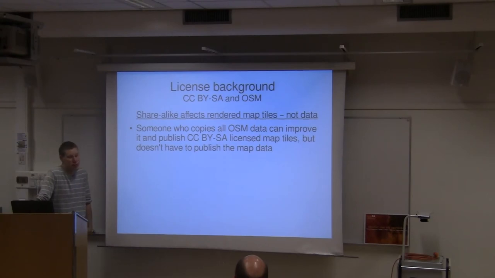The share alike affected the map tiles. So if, for example, someone, for example Google, it's an example on the website, if they would copy all the OpenStreetMap data to their map creator application and they continue to improve the data, they could continue to release Creative Commons licensed rendered maps. So the end result would be Creative Commons licensed, but the map data itself wouldn't be fed back to OpenStreetMap.